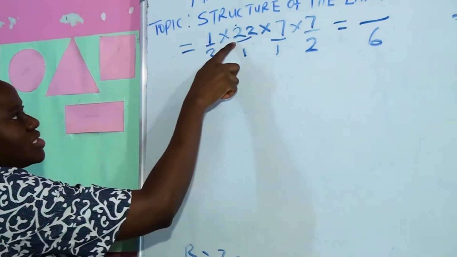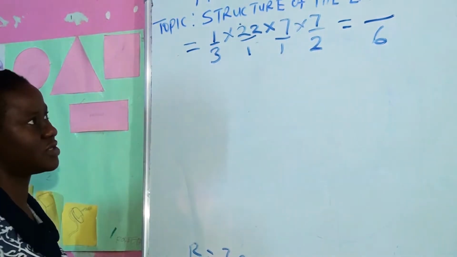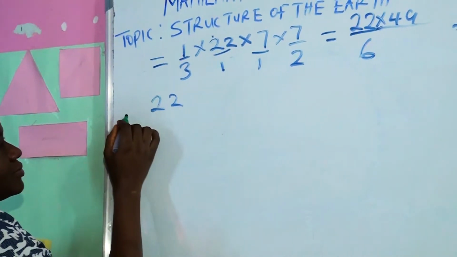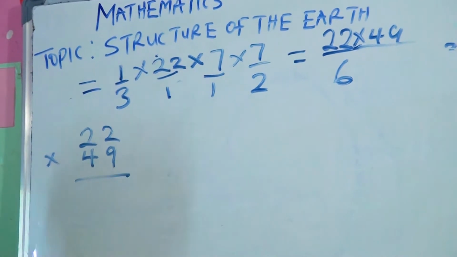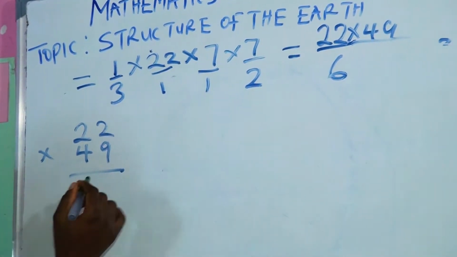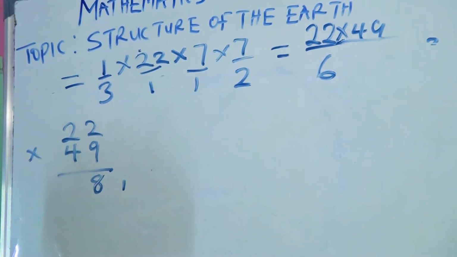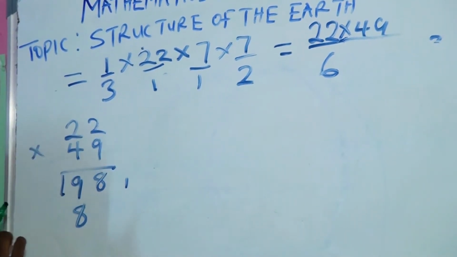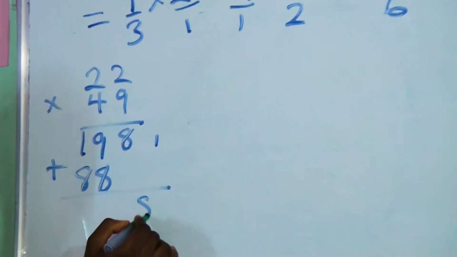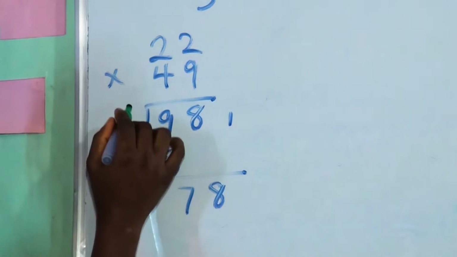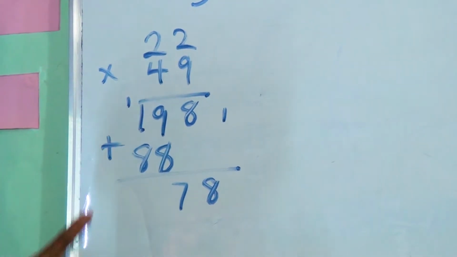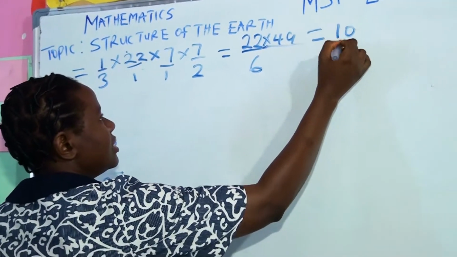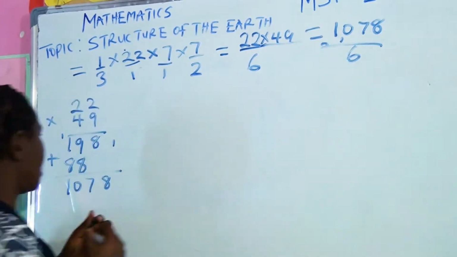Then we have 22 times 7 times 7. 7 times 7 is 49. So we have 22 times 49. 9 times 2 is 18, lift 1. 9 times 2, 18, plus 1, 19. 4 times 2, 8. 4 times 2, 8. We add up: 9 plus 8, 17, 7 and lift 1. 1 plus 1, 2, plus 8, 10. So we have 1078 over 6.